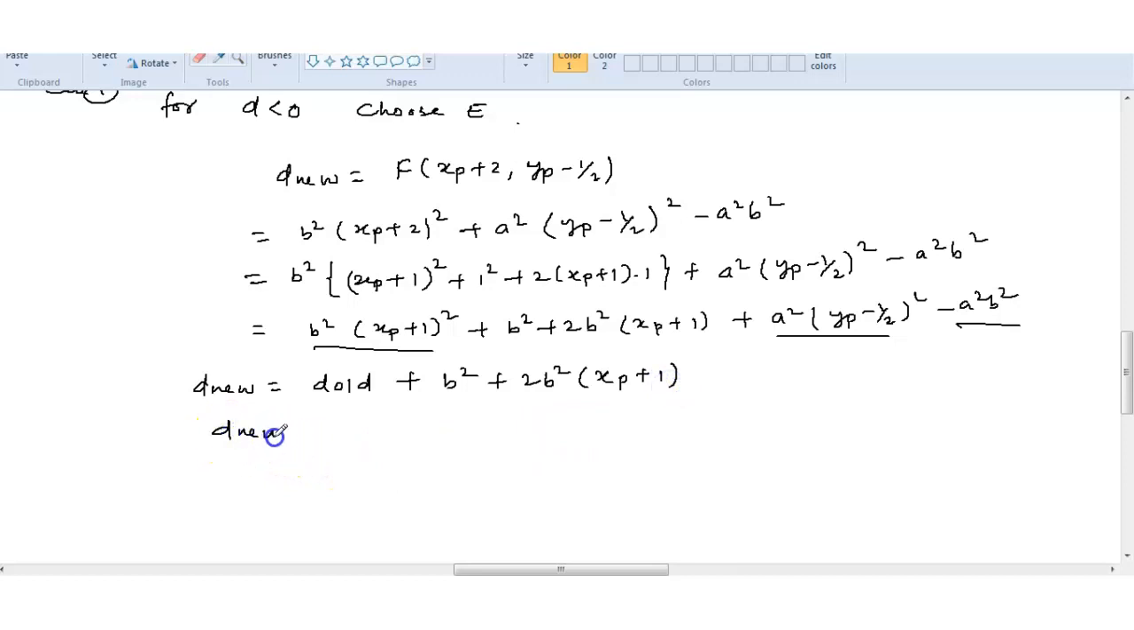So d new is equal to, I can write d old plus this one. If you take the common b² here, we will get xp, 2xp plus 3. So we can write the difference in the east in the region 1, because we are discussing the region 1, is 2xp plus 3.